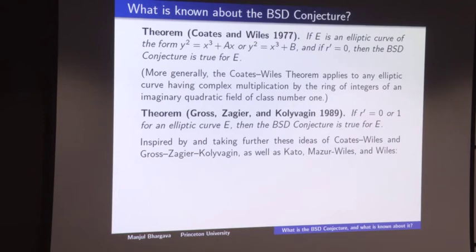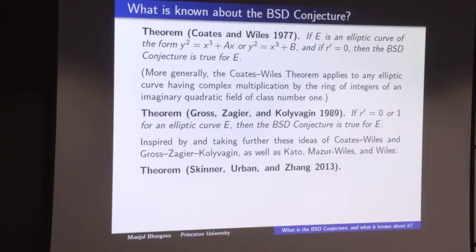Inspired by and taking further these ideas of Coates, Wiles, and of Gross, Zagier, Kolyvagin, as well as a number of works over the years by Kato and Mazur, and of course Wiles's modularity theorem, and many other works, too many to name. This has really been building up, and it led to this theorem of Skinner and Urban and Zhang in about 2013. It gives a converse to the Gross, Zagier, Kolyvagin theorem, but only in very specific situations. Those situations are sufficiently technical that I won't say what they are.